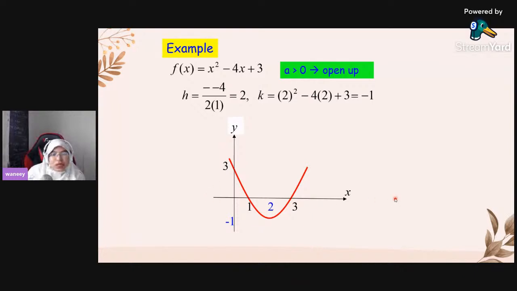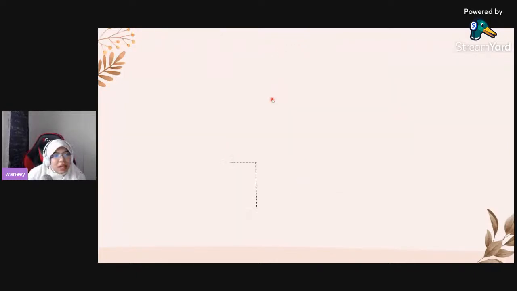Okay, so letak part C dulu, x, letak part C y. Make sure you have your vertex ready, (2, -1). And then simply draw a smile graph. How do we know this is definitely a smile graph? Because this is open upward. Nilai a dia besar daripada kosong. Okay, next.